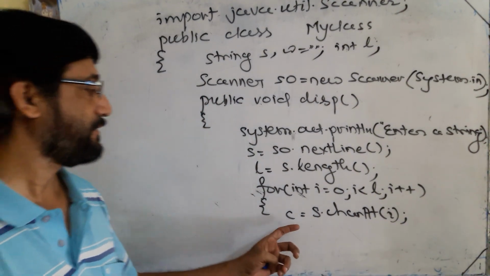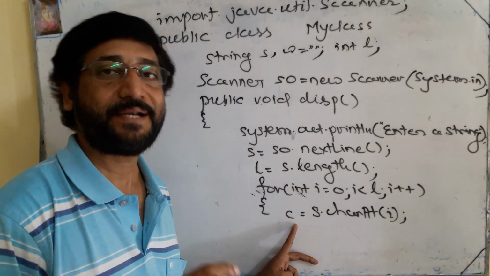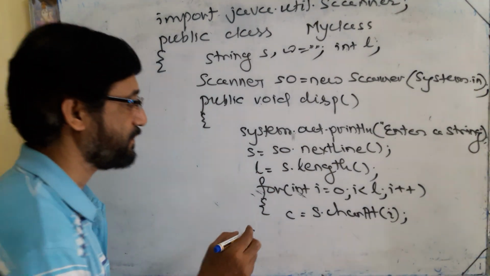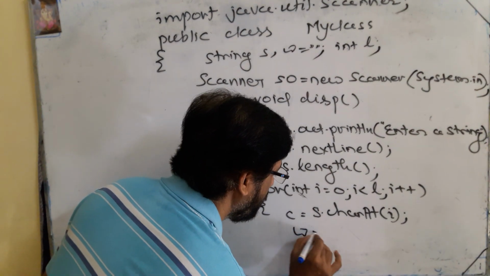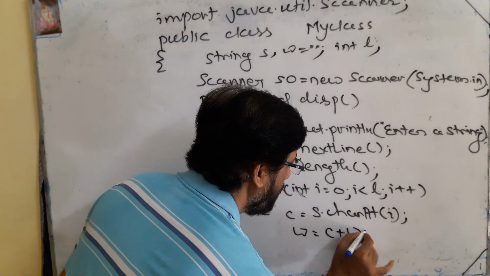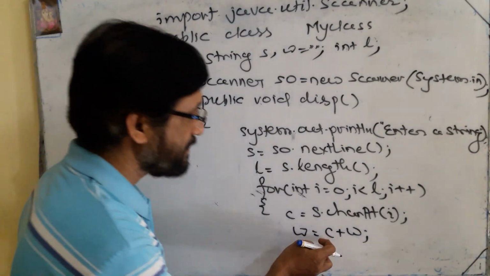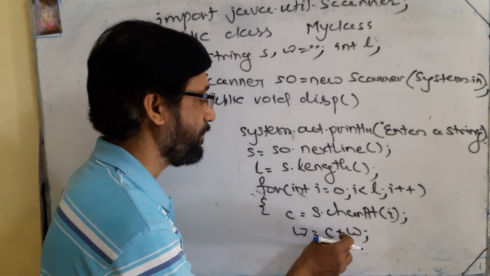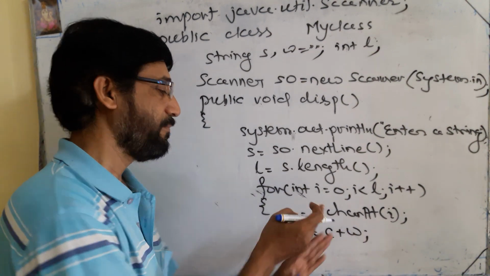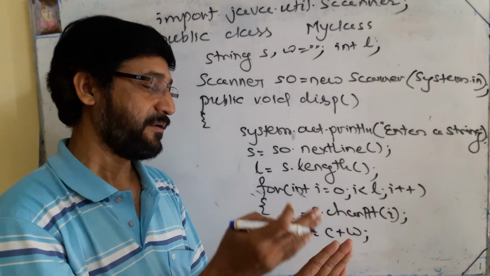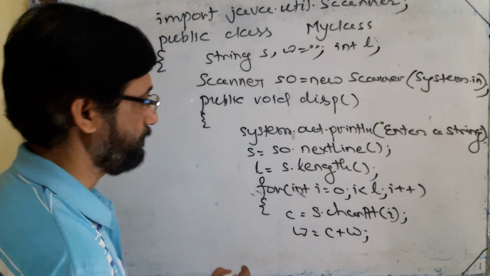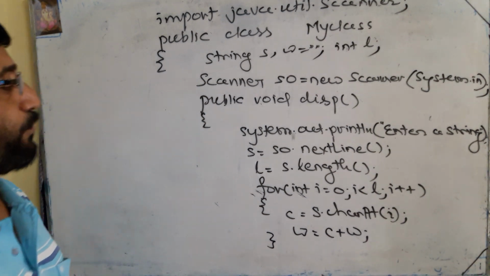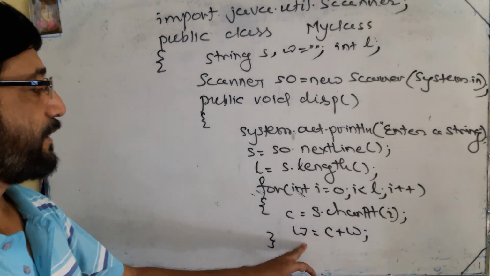After selecting the character, we have to concat the characters back to back to get the reverse of the string. Remember, this is very important. So w = c + w. When I write this c + w, the selected character c will be concatenated, or joined, to w. Initially the value of w is null, so c will be concatenated to w. This process will continue. Now after selecting, you close the loop. In this way you select one character after another and concat with w.